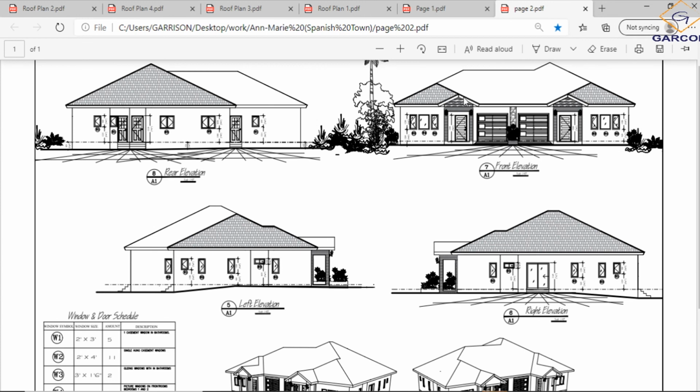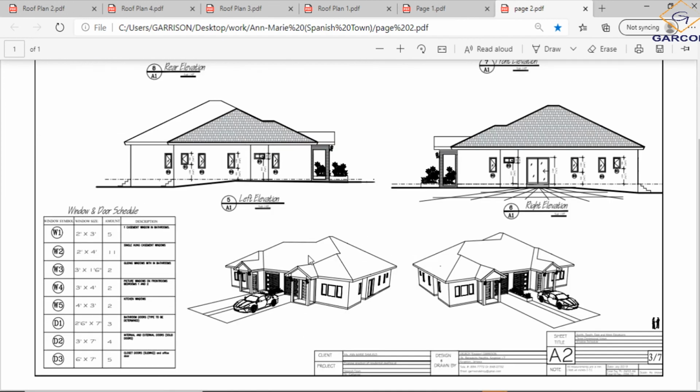So the front tells us it's a gable, hip, hip, hip, hip, hip, hip. Only one gable independent. Gable in, the rest of the sides you use hip.